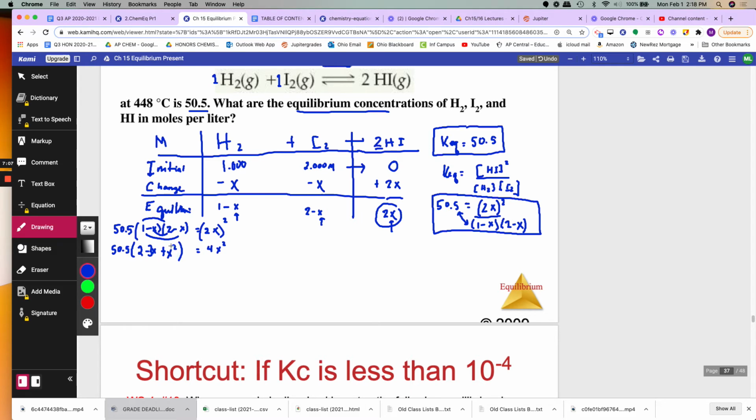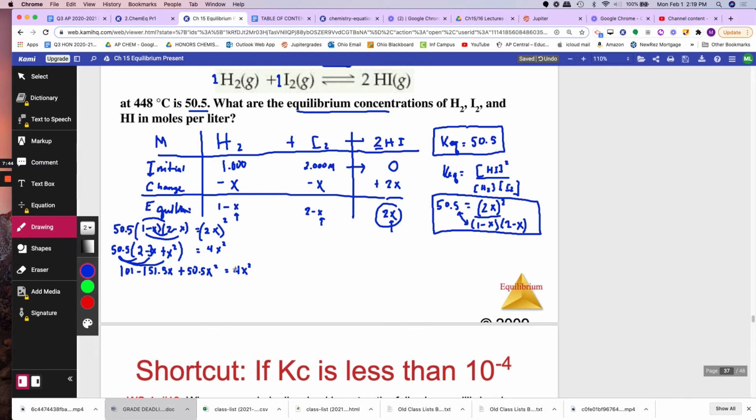Okay, then just distributing this out, 50.5 times 2 is 101. This times this is negative 151.5. And then this times this would be 50.5x squared. Equals 4x squared.